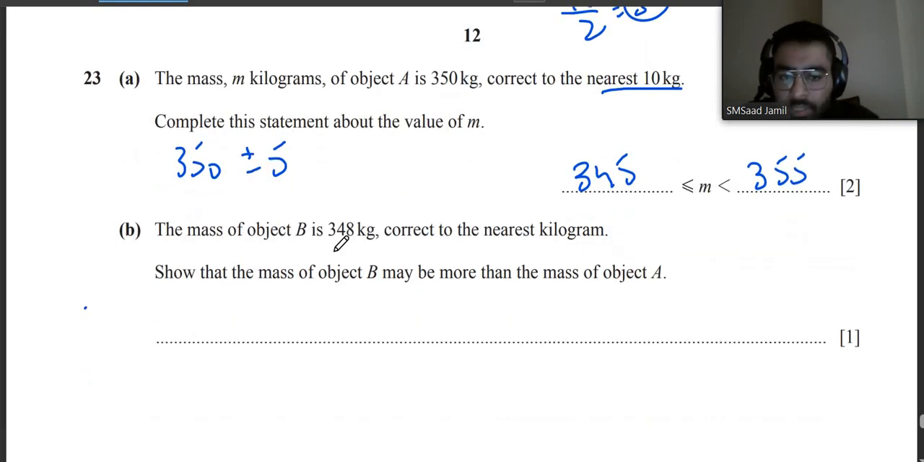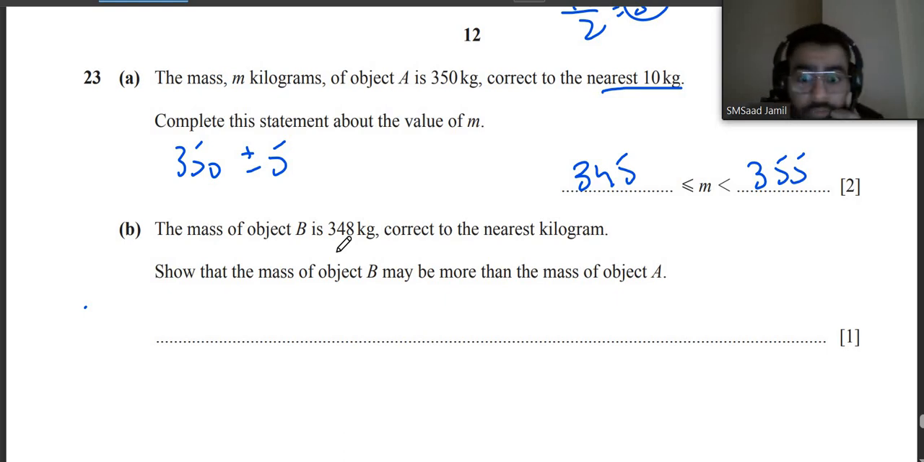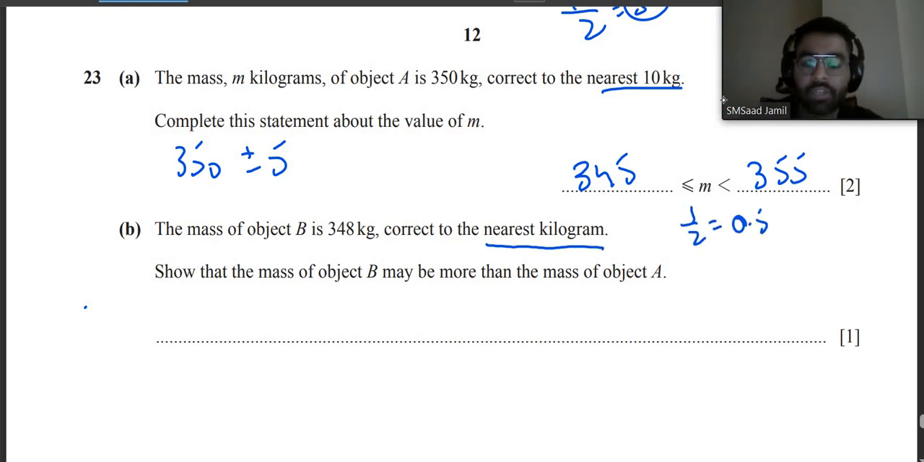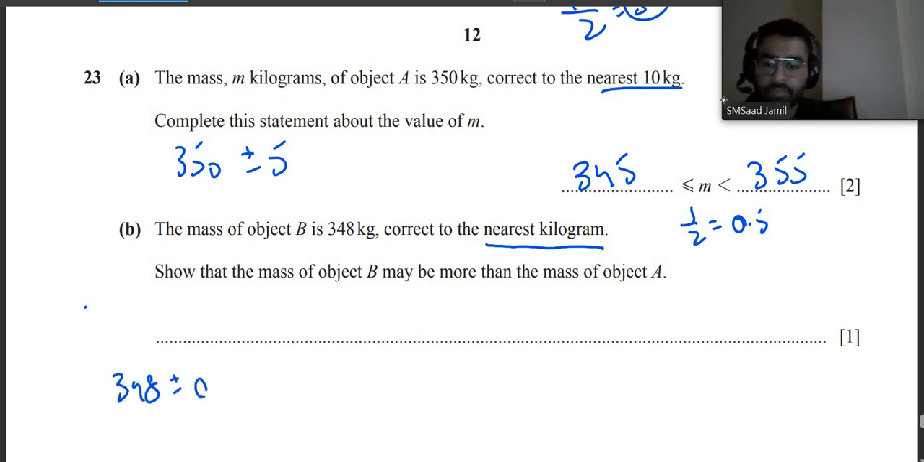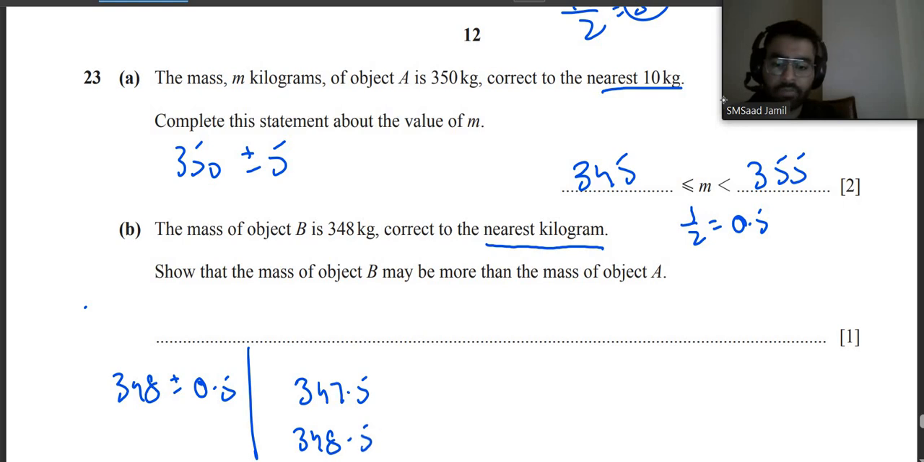So now next part says the mass of object B is 348 kg, correct to the nearest kilogram. Show that the mass of object B is more than the mass of object A. Okay, so look, let's do this. Correct to the nearest kilogram, which means 1 divided by 2, which is 0.5. We are going to add and subtract 0.5. So object B is basically between 347.5 and 348.5.